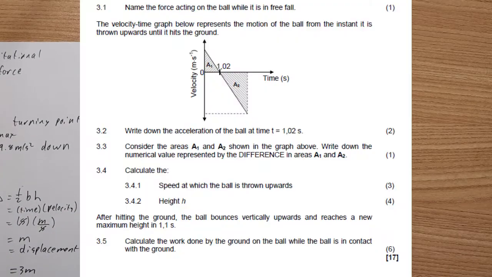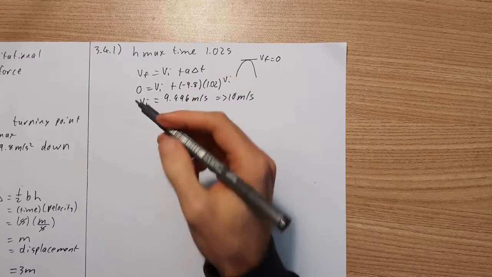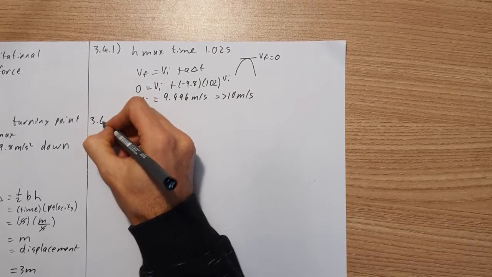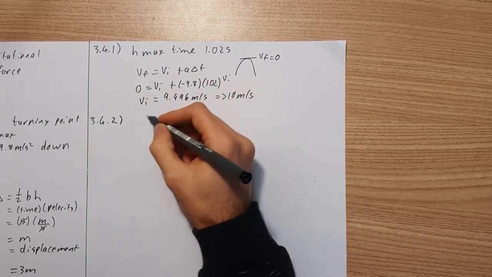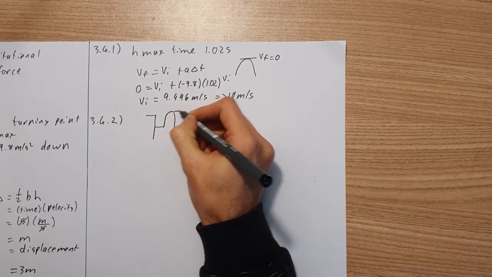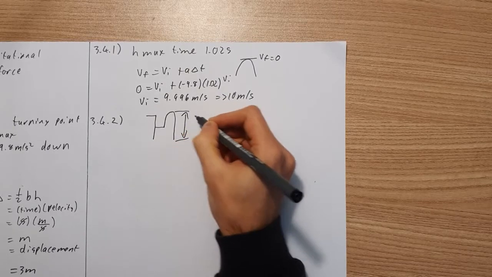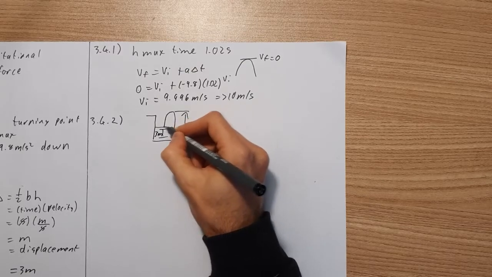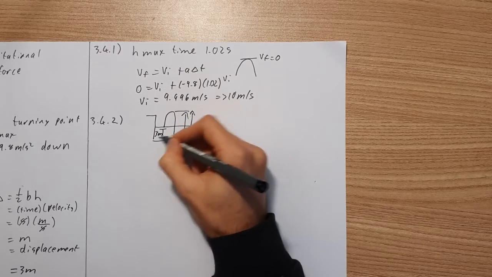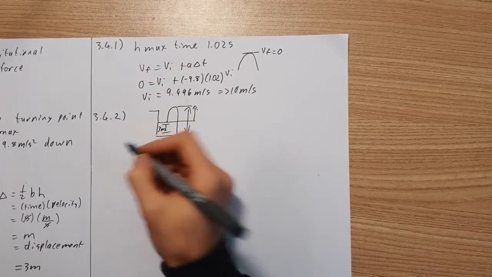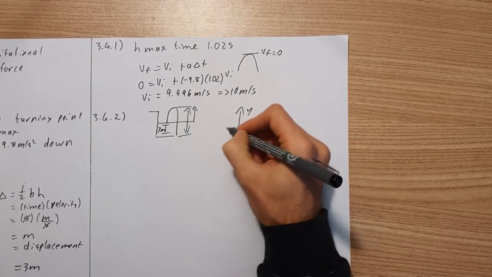Now looking at 3.4.2, it asks for the height h, the height above the ground that the ball will reach. Remember they're talking about the whole height, so we want h, which is this over here. Remember this is already a distance of 3 meters, so we need to work out this distance and then add the 3 meters. Let's see how we're going to do that. We can use the following formula. Remember, we're dealing in the y-axis.